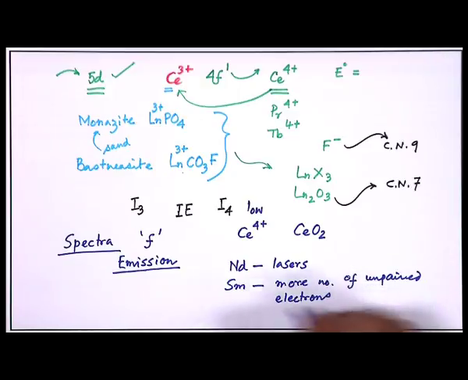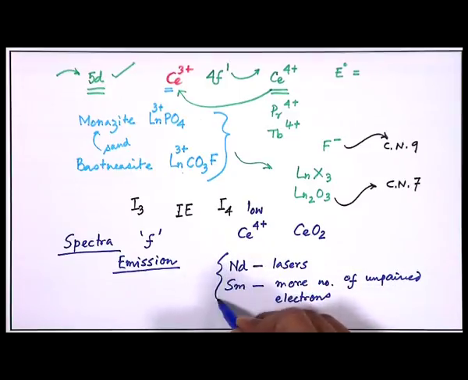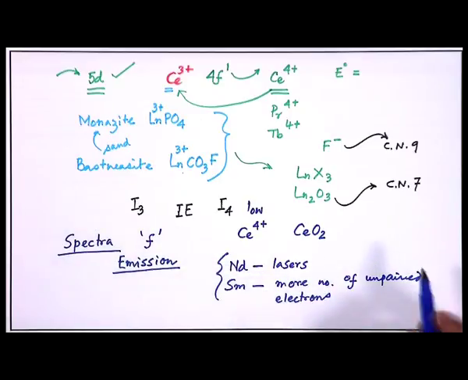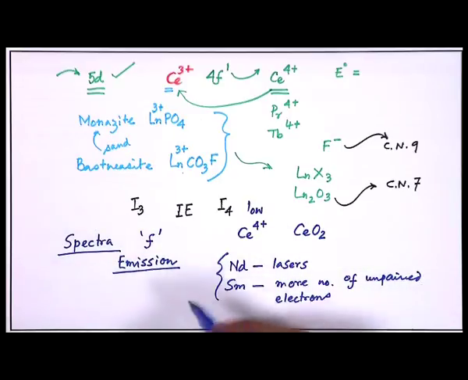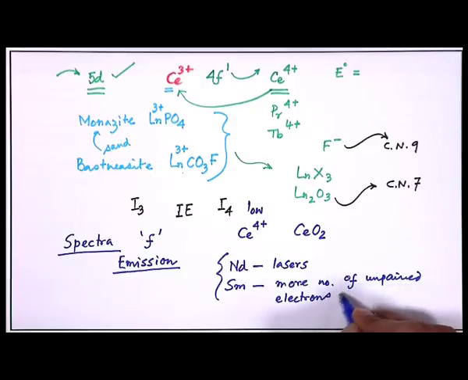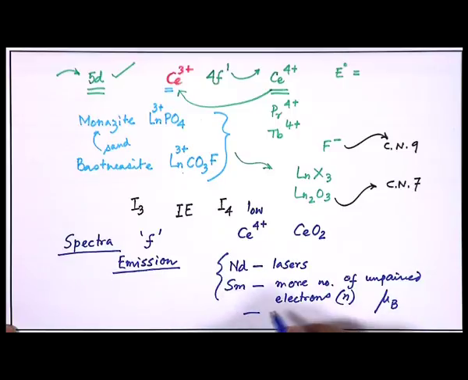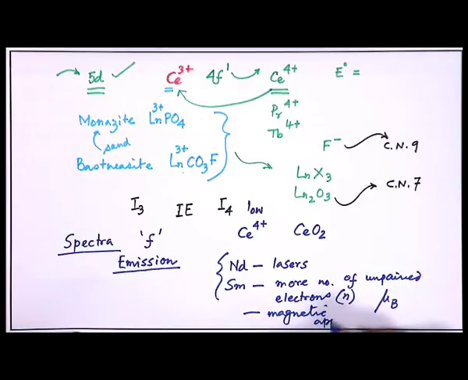That means the ground state magnetic moment. We have not considered magnetic properties so far, but for the 3D elements, we know how we calculate the magnetic properties by knowing the n value. So the more unpaired electrons, the higher the n value, and the corresponding magnetic moment, the Bohr magneton, will also be very high. So samarium can be useful for different magnetic applications, like making permanent magnets.